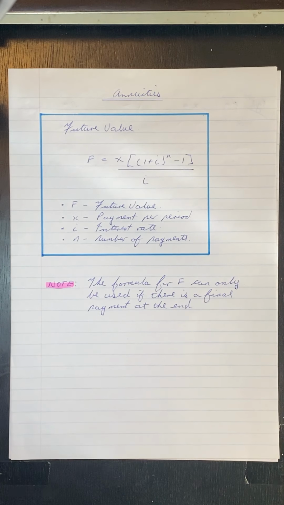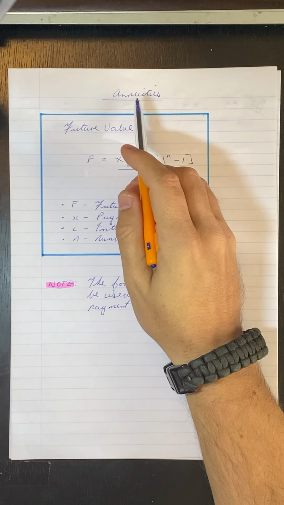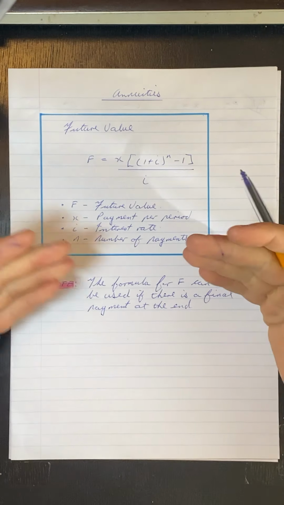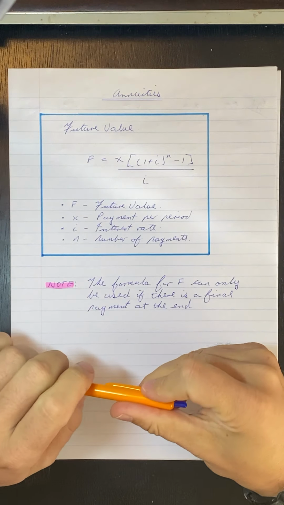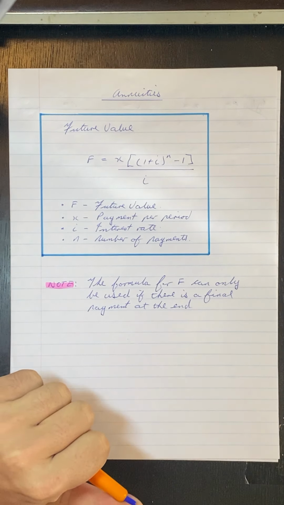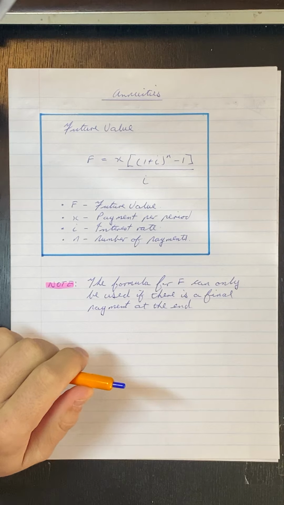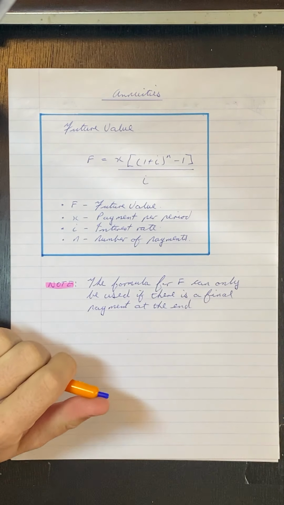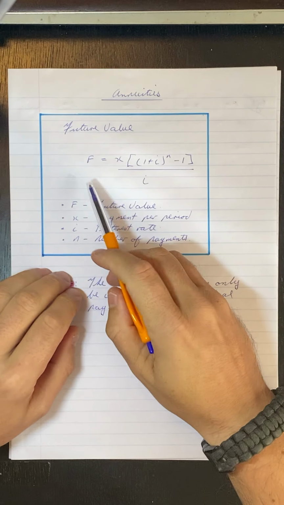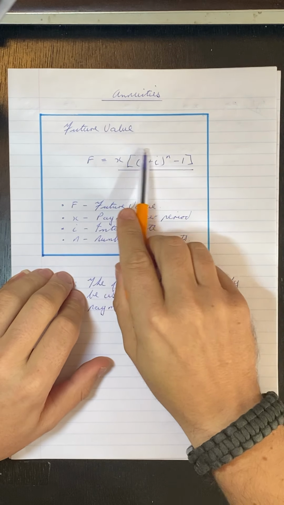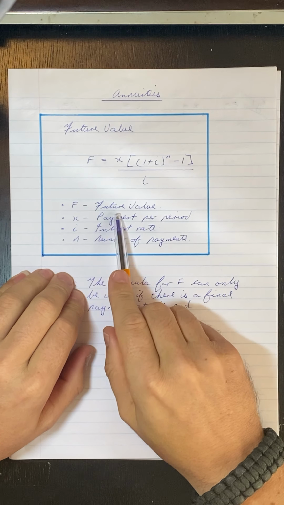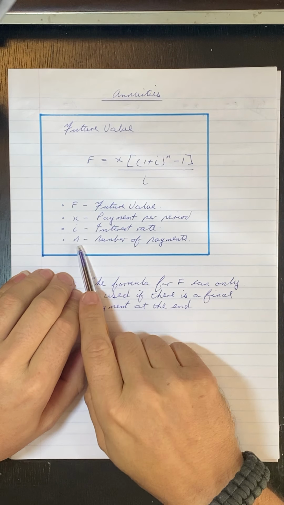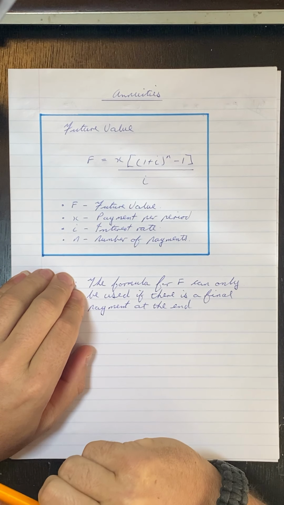How's it, grade 12s? Today we're going on to annuities and we're going to start with future value. As you've seen from core maths, future value is working out an investment at the end of the time period. So you don't have the money now, but you're saving up for that money in the future. As you have seen, the formula for future value is this, with F being the future value, X being the payment per period, I being the interest rate, and N being the number of periods or payments.